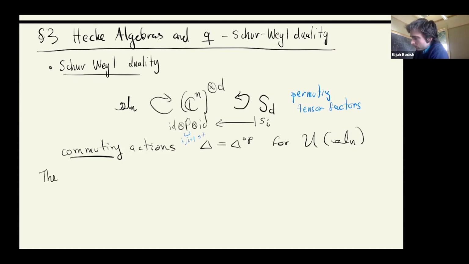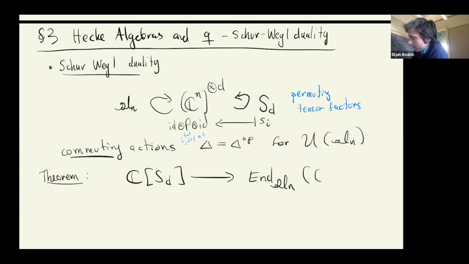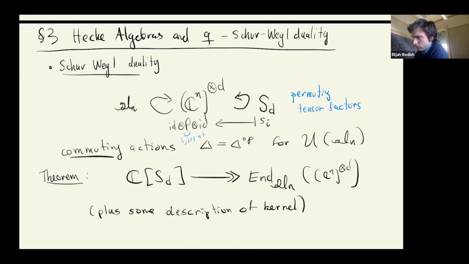So the theorem, that's just motivation for us, is that the action of the symmetric group gives me an algebra homomorphism from the group algebra of the symmetric group to End over SLN of C^n tensor D. And the theorem is just that it's surjective, as well as there's some control, some description of the kernel.